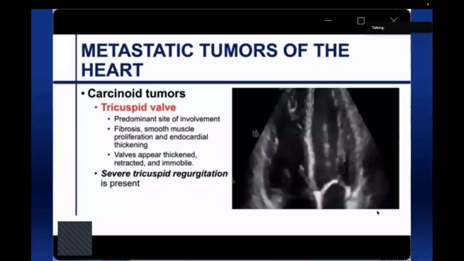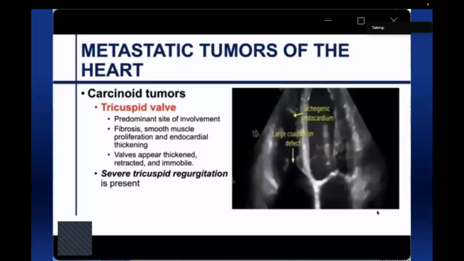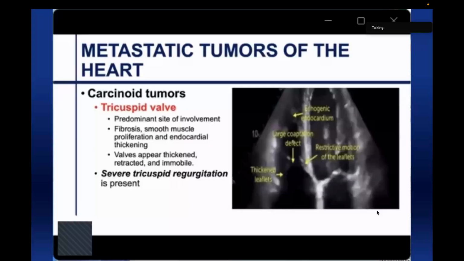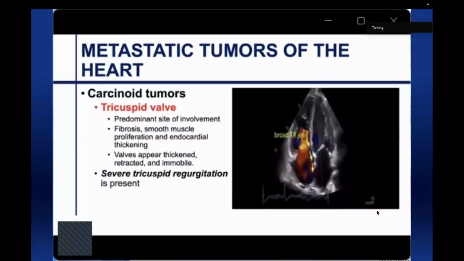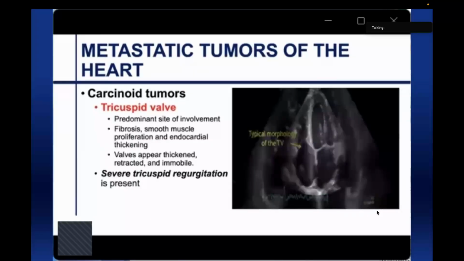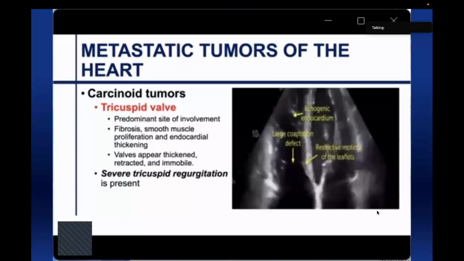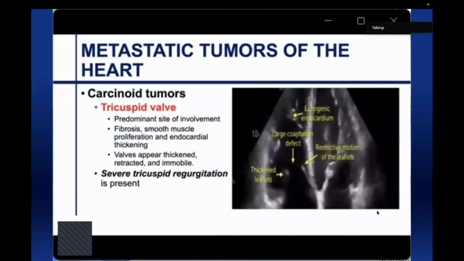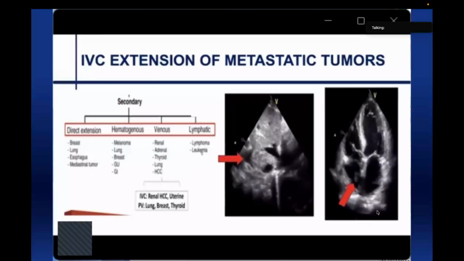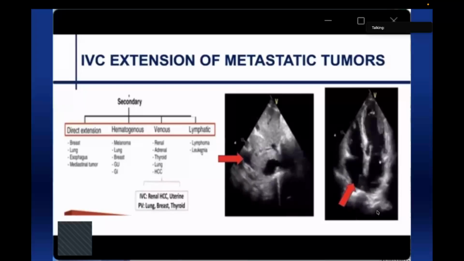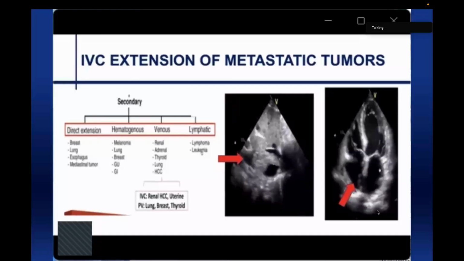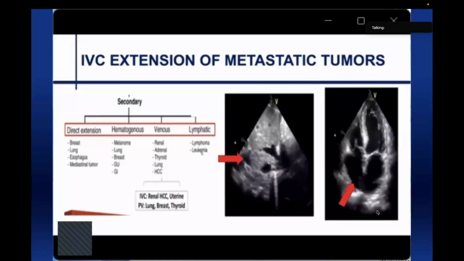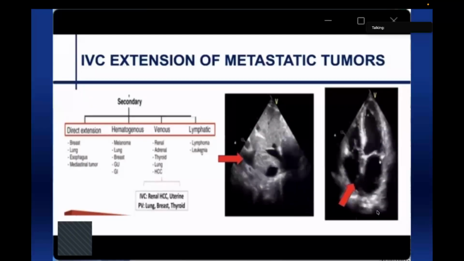Okay? Carcinoid tumors, it affects your tricuspid valve. That's the predominant site of your involvement. Now, fibrosis, smooth muscle proliferation, and endocardial thickening. Valves appear thickened, retracted, and immobile that could result now to severe tricuspid regurgitation. IVC extension of metastatic tumor, very common. We have renal, hepatocellular carcinoma, uterine. And if you have pulmonary veins, you from lungs, breast, and thyroid.